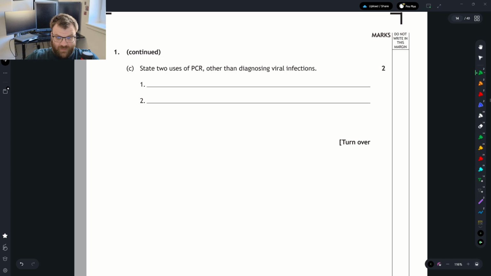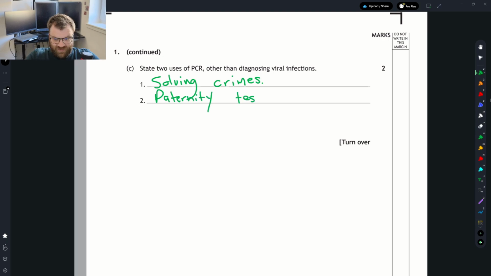Next up, other than diagnosing infections, what's other uses? You can use them to solve crimes, so forensic investigations, and you can also use it to see things like paternity tests. And we'll only ask for 2, but diagnosing genetic conditions.